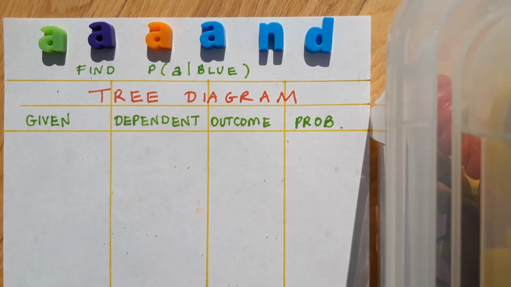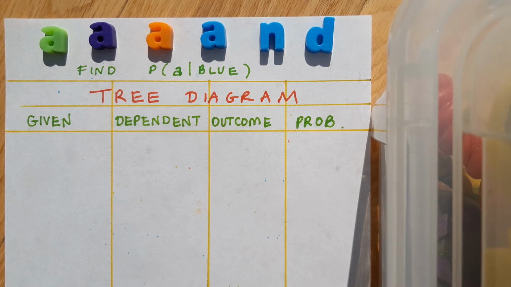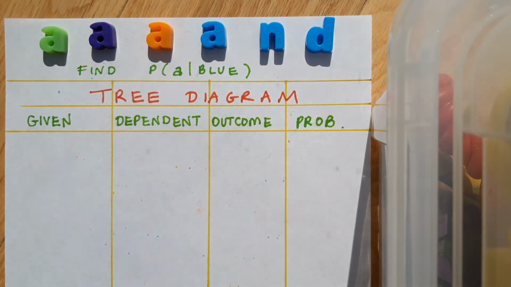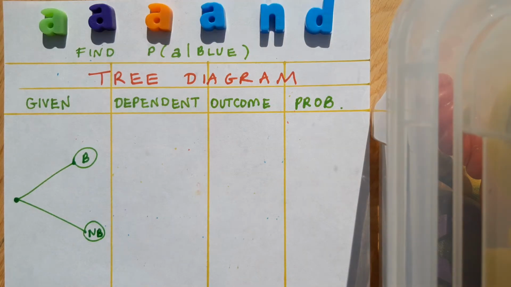So here I have my page laid out for a tree diagram, and I can see my different possible options up the top, and the question, that is, find the probability of A given blue. So when I'm setting up my tree diagram, it's a good idea to put my given event in my first column, and the given event, of course, in this case is the letter being blue, and my dependent event in the second column, and that's the letter being A. So when I'm focusing on the given event in the first column, and I'm thinking about blue, my two options are that the letter might be blue or not blue. And I'm going to use B and NB to represent these.